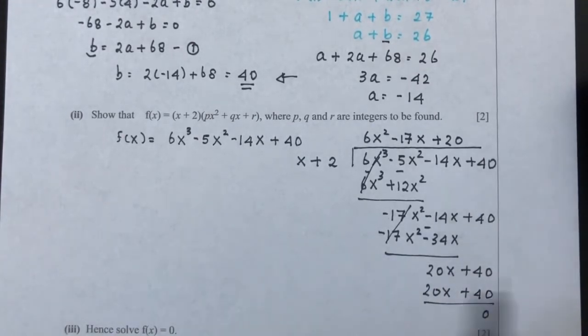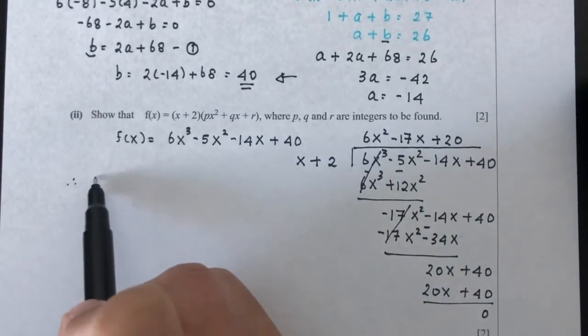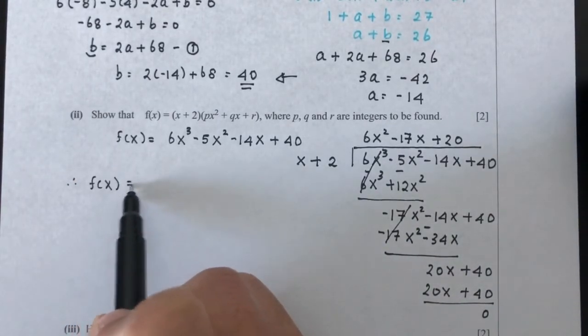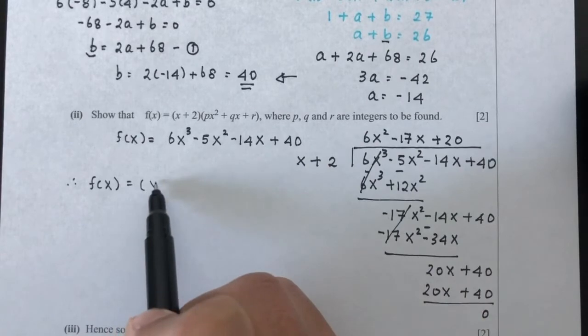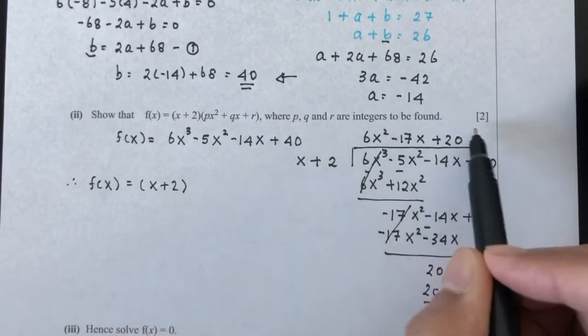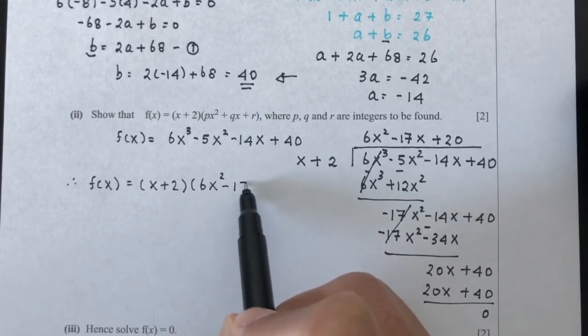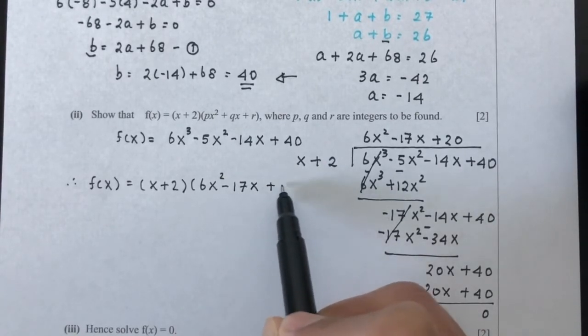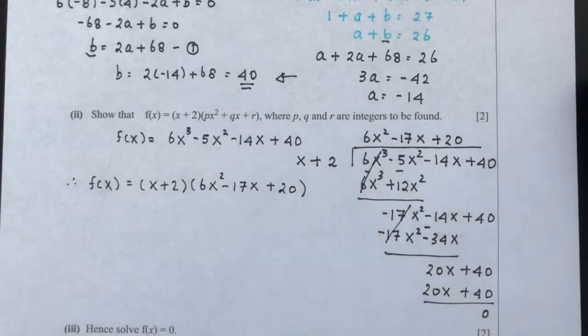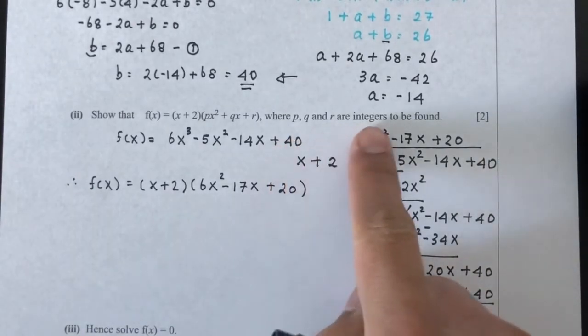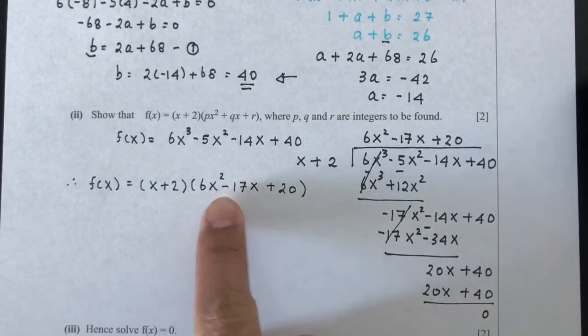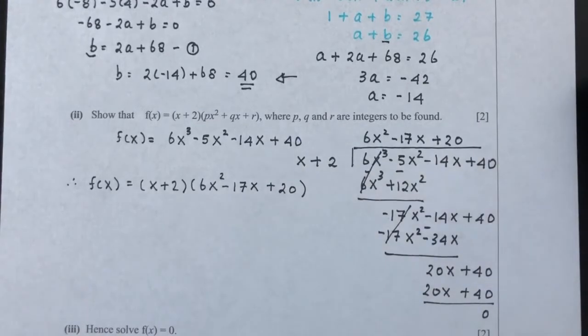So now you know that f of x can also be written as x plus 2 times the value on top, which is 6x squared minus 17x plus 20. Okay, so that is your answer. P, Q, and R are integers to be found. So P is 6, Q is minus 17, R is 20.